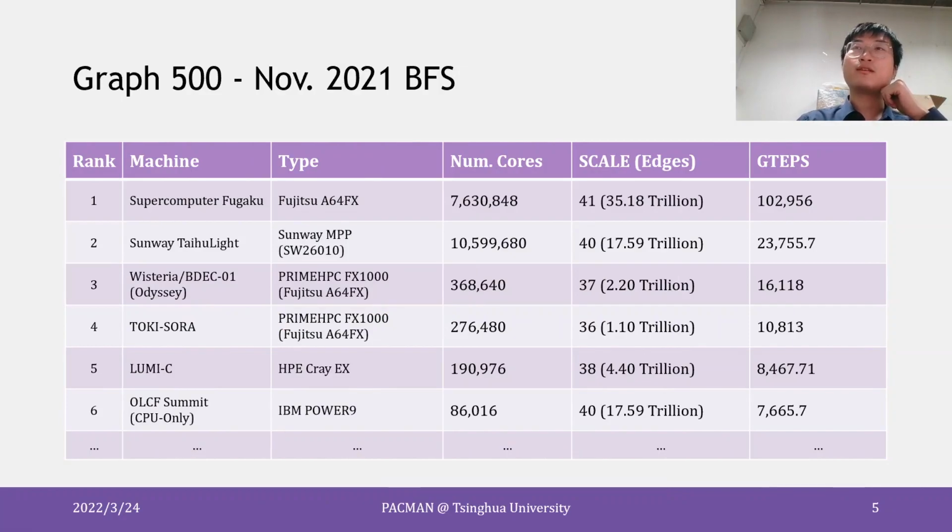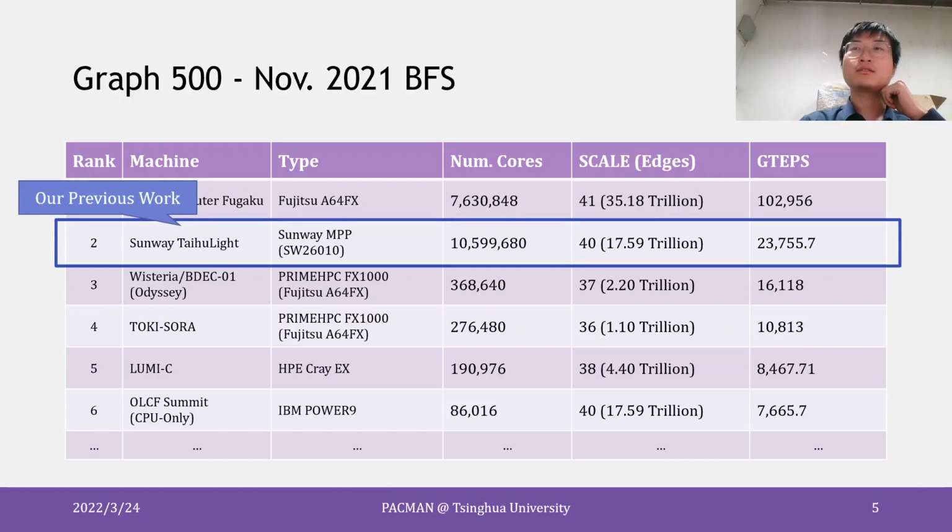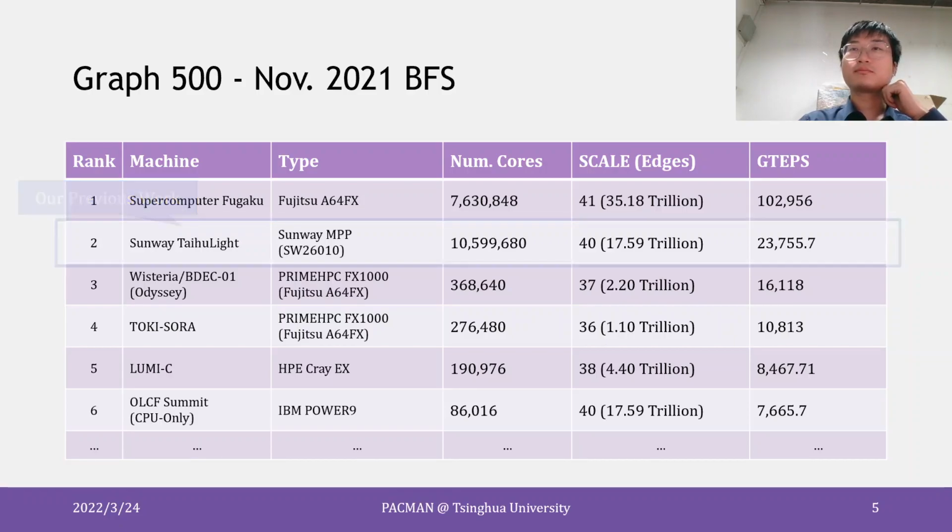This is the latest Graph 500 rank list on BFS. The scale parameter indicates the graph size it traversed. The GTEPS, which is giga-traversed edges per second, indicates the performance result. The first place now is Fugaku, which tackles a graph with 35 trillion edges and achieves about 100 tera-TEPS. And the second place is our previous work on Sunway TaihuLight, which is also the predecessor of the machine this work used. And this is our result.